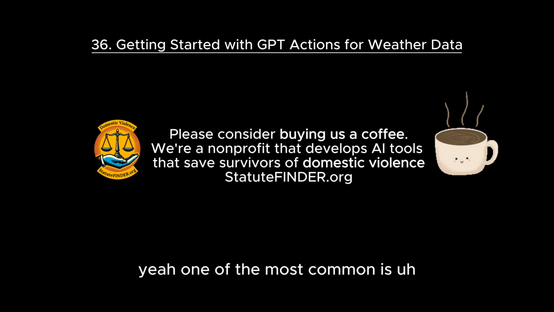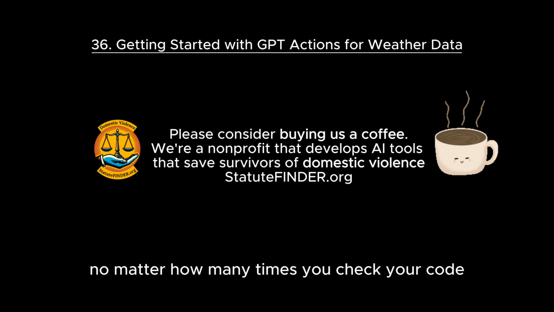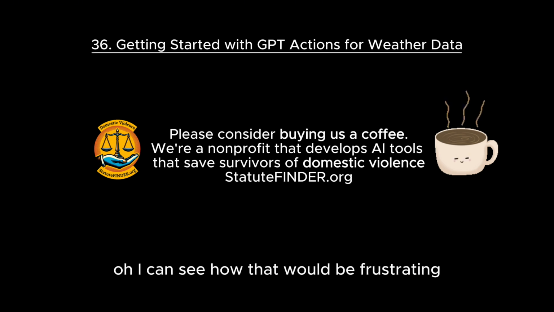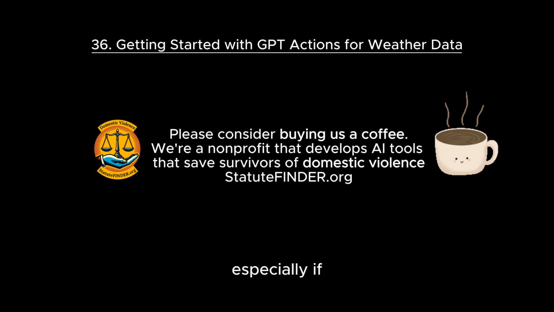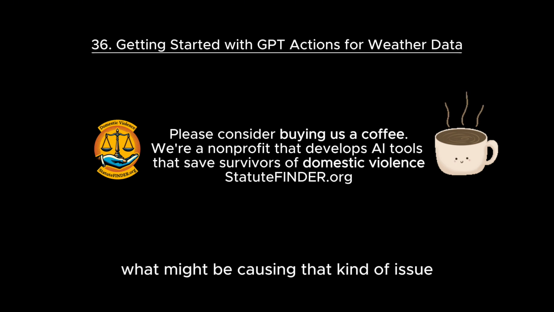One of the most common is when your GPT seems to be calling the wrong API endpoint, no matter how many times you check your code. Oh, I can see how that would be frustrating, especially if you're confident that your code is correct. What might be causing that kind of issue?